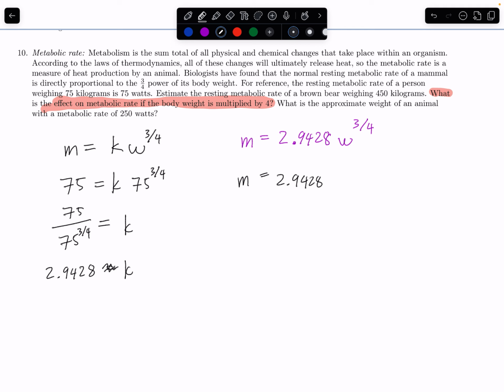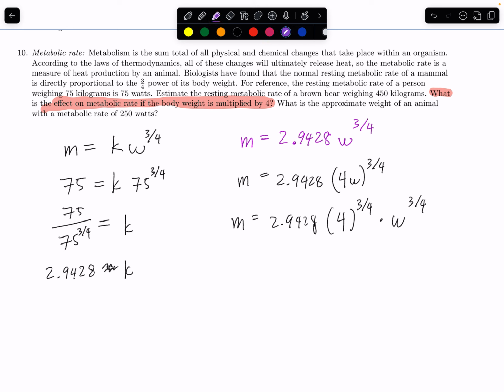Okay, my K would be the same, right? And I'd have 4W now. That's going to be raised to the 3/4 power. But what happens? That's 2.9428. What happens if I raise this to the 3/4 power? That's the same as 4 to the 3/4 power times W to the 3/4 power. Now let's compare.